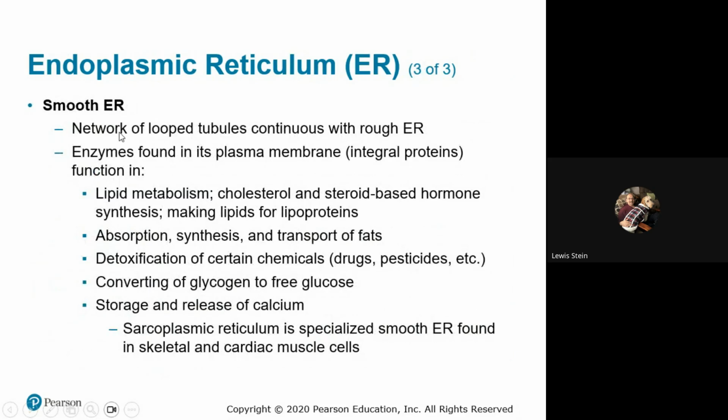And that's what it is. The smooth, again, it's continuous, just a continuation of this structure of the rough endoplasmic reticulum, but it doesn't have those proteins. They're enzymes found in the plasma membrane. You might find some of them in there. Fat metabolism, basically making all these different types of lipids and combinations of lipids.